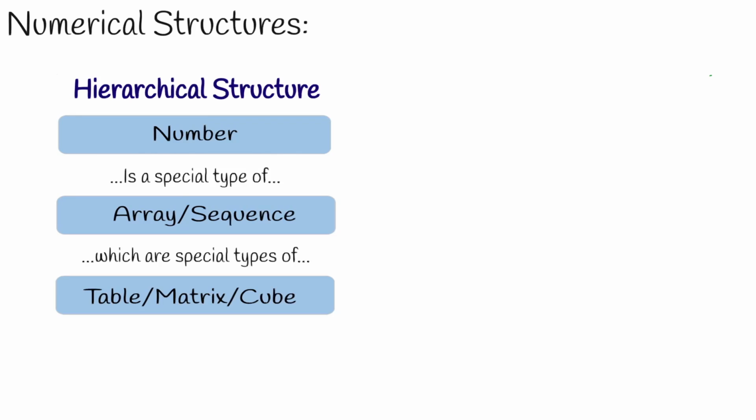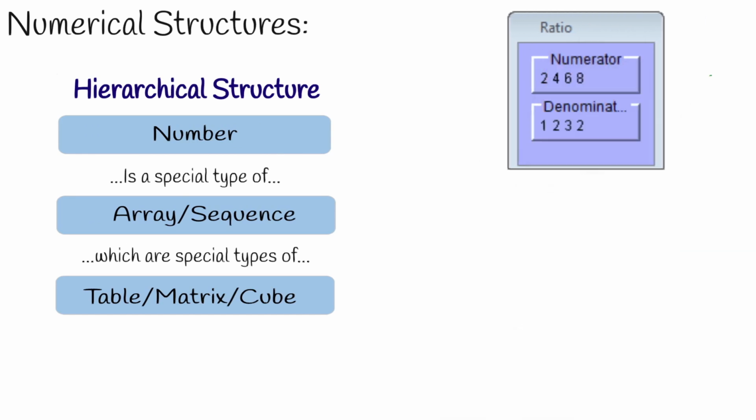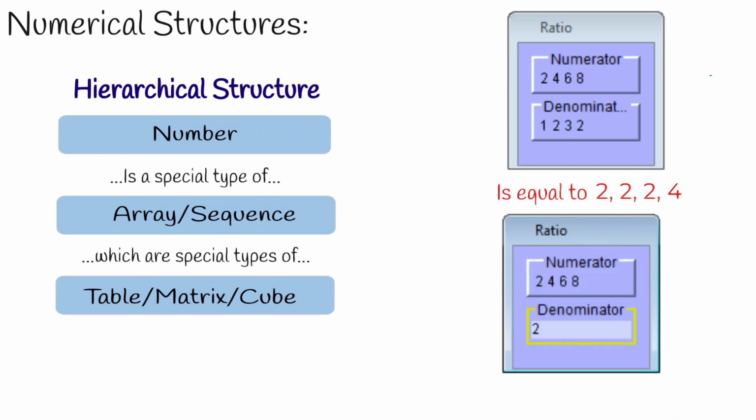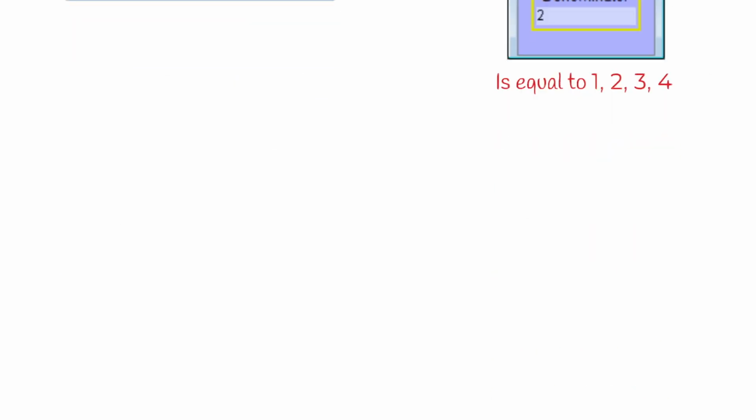For example, here's an array that is specified using a ratio in which each attribute represents an array. In this example, each array element in the numerator is divided by the corresponding array element in the denominator, giving an array 2, 2, 2, 4. In the second case, each element in the numerator is divided by 2, giving an array 1, 2, 3, 4.